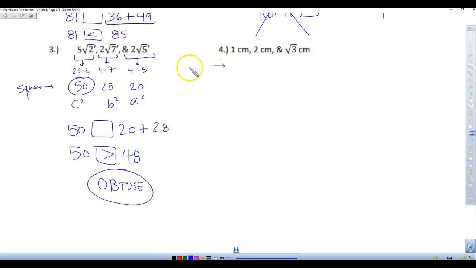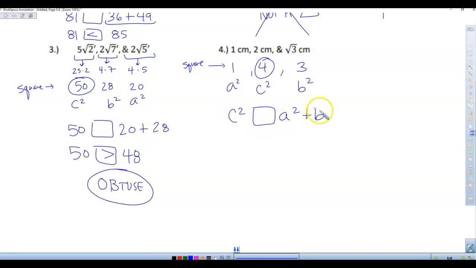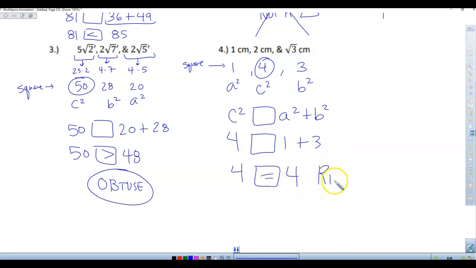And then the final example here, we'll do the same thing first. We'll square each of these to determine which one is the biggest for my c squared. 1 squared, of course, is 1. 2 squared is 4. And root 3 squared is 3. So 4 is going to be my c squared. I'll call 1 a squared, and I'll call 3 b squared. Then I'll set it up. So how does c squared relate to a squared plus b squared? Well, I know that c squared is 4, and it's going to be equal to 1 plus 3. So because 4 is equal to 4, I've got a right triangle.